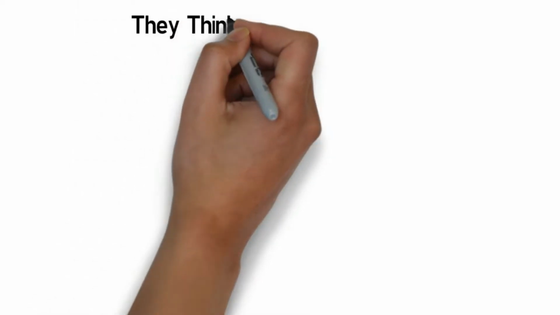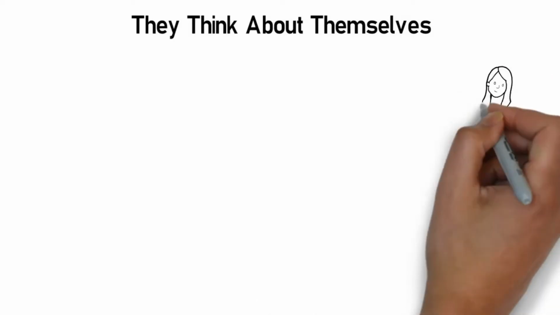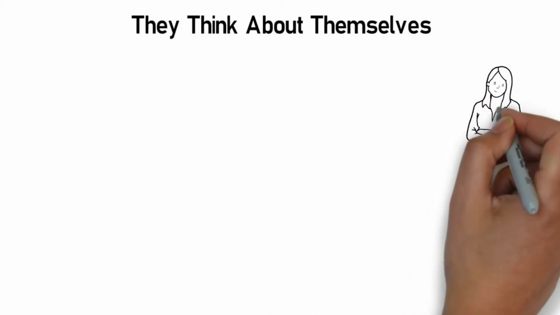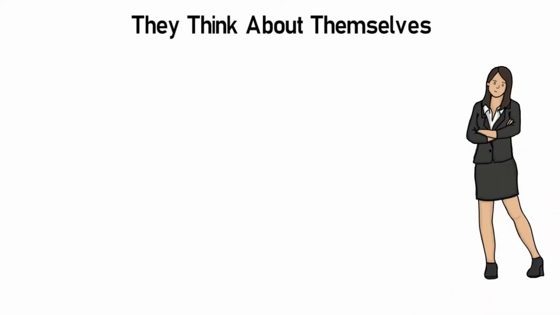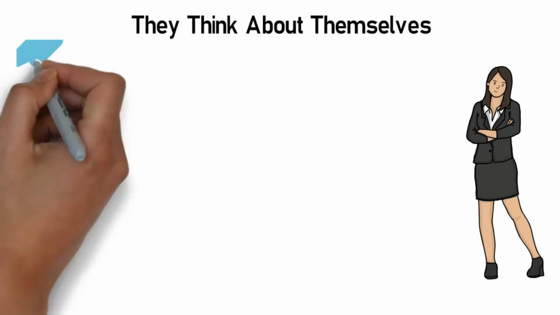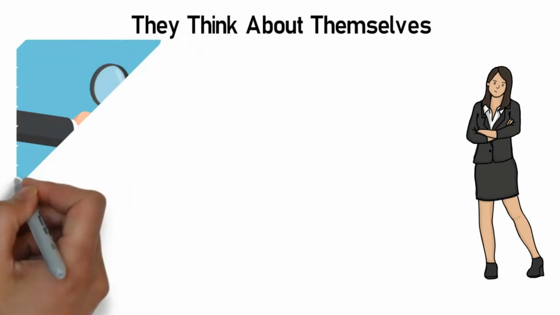They only think about themselves. Poor people only think about themselves instead of looking at the big picture. If you want to be rich, you need to think about what you can do for the world. Think about some of the most wealthy and powerful people. How did they get that way? By thinking about the big picture, they were able to create wealth.